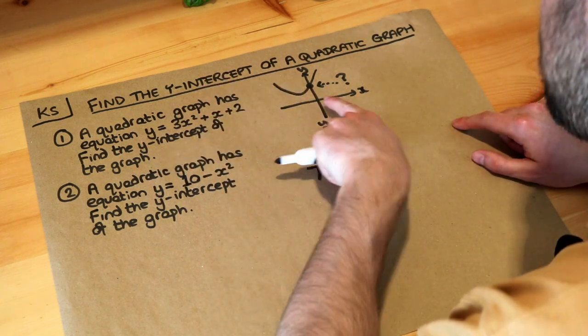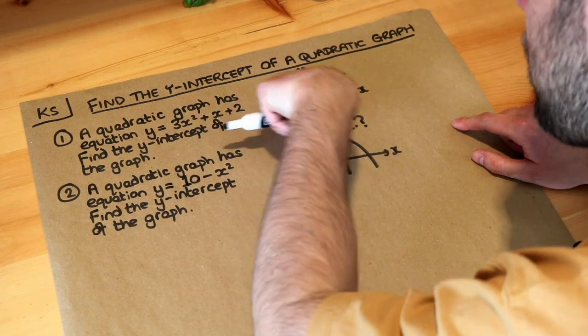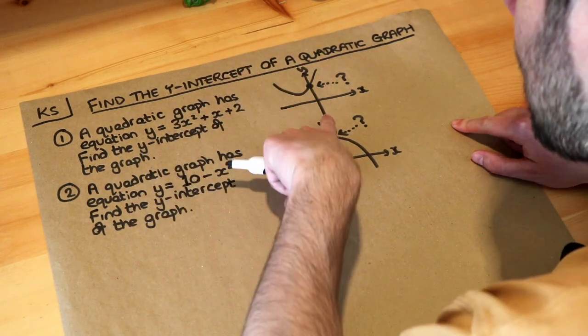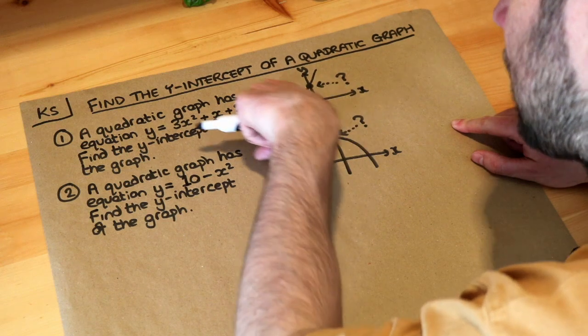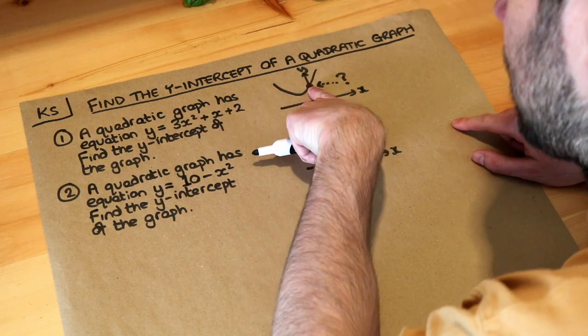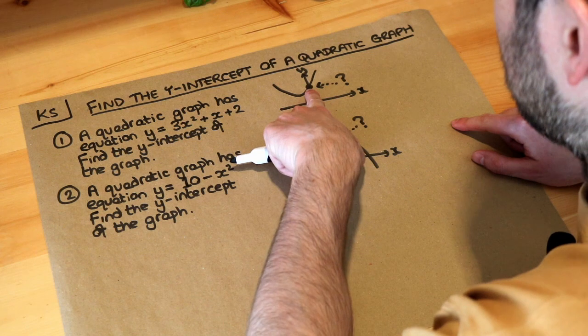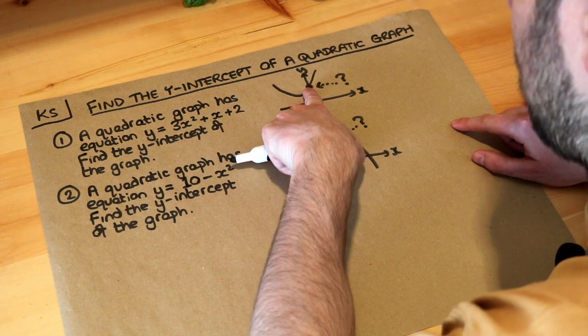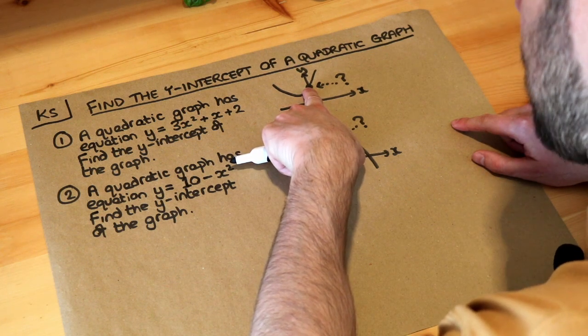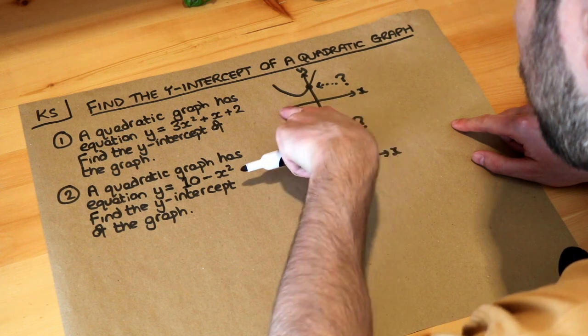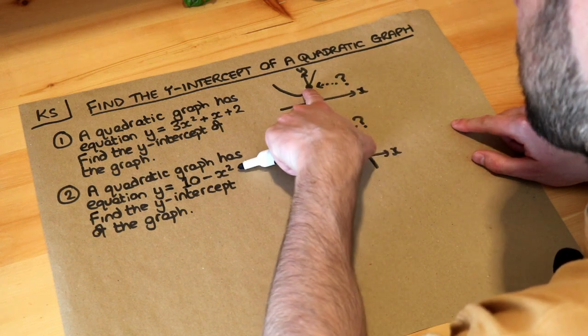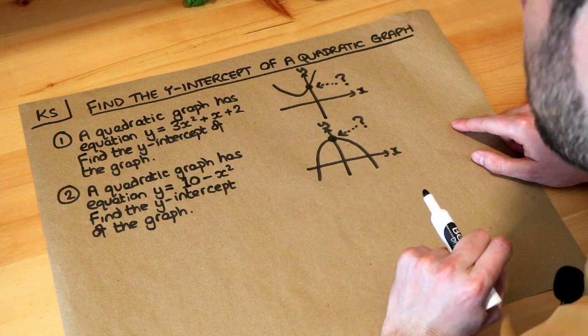Now the y-intercept just means where does this graph cross the y-axis. This is the y-axis, and we want to see where this line graph, the quadratic graph, crosses that y-axis. Now, what do you notice about this point? We don't know what the y value of that point is, but we do know the x value, because if you look on how far we're along in the x-axis, the x value there is just going to be 0. And that's the key point in this video.